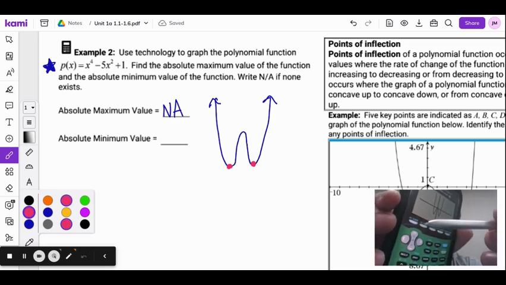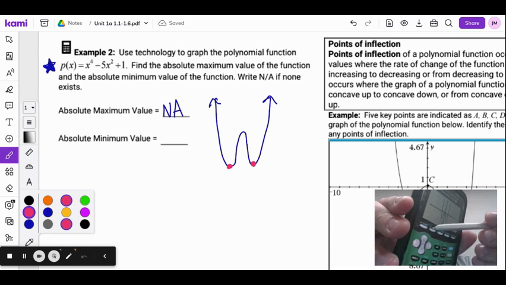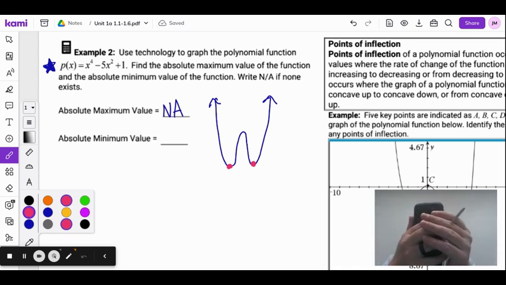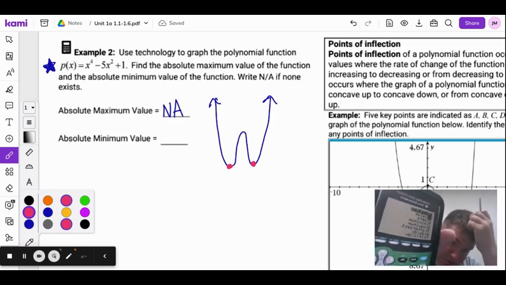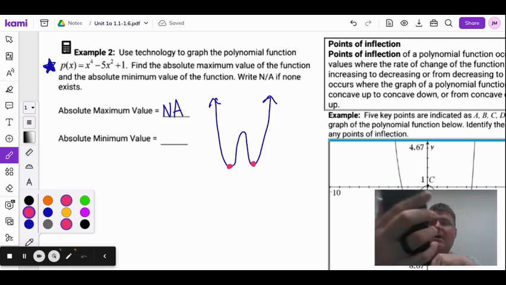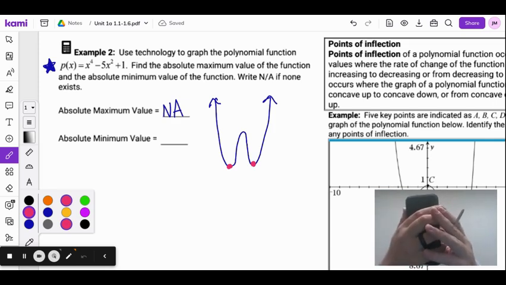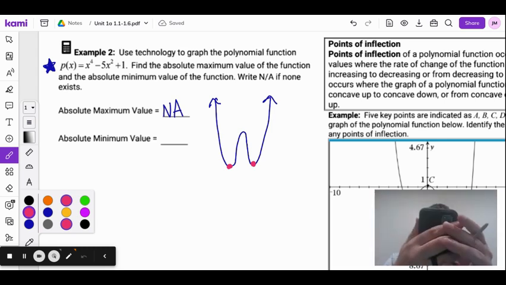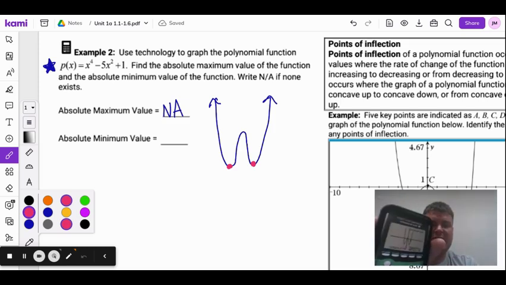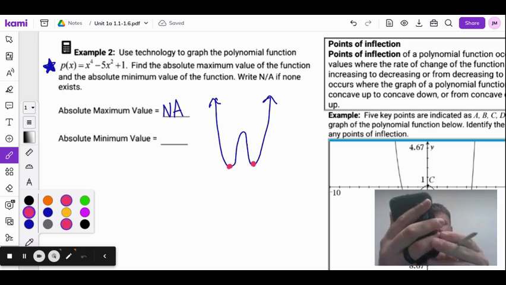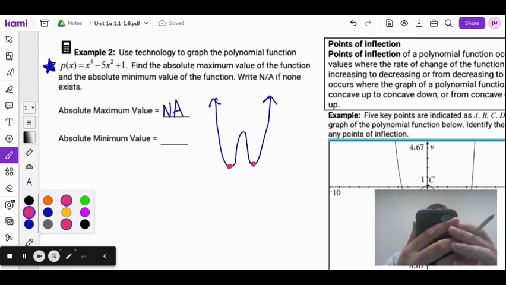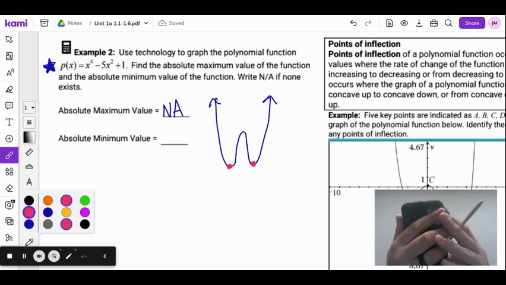Right here. Hit second trace to pull up the calc options, and then you get all these choices. Again, sorry, it's a mirror image. And you're going to hit minimum. Then you're going to get this little cursor. You need to move the cursor close to where the minimum is, so I'm going to move it onto this guy right here. Hit enter for the left bound, right bound, and guess.